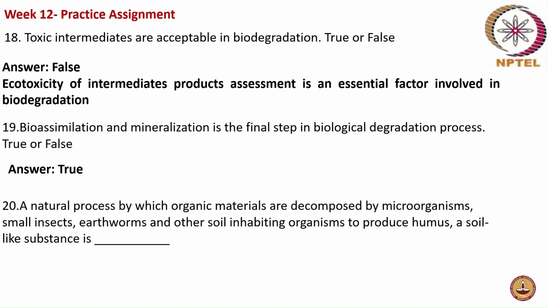Okay. Next, a natural process by which organic materials are decomposed by microorganisms or small insects or earthworms or other soil inhabiting organisms to produce humus, a soil like substance. What is this process called?